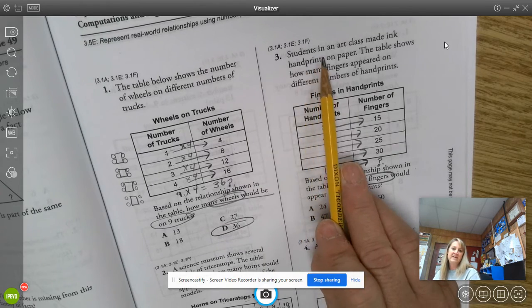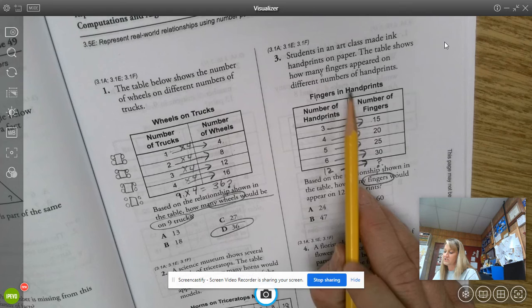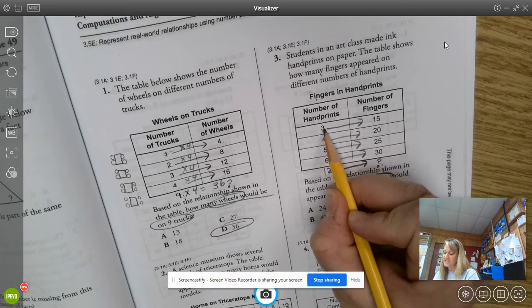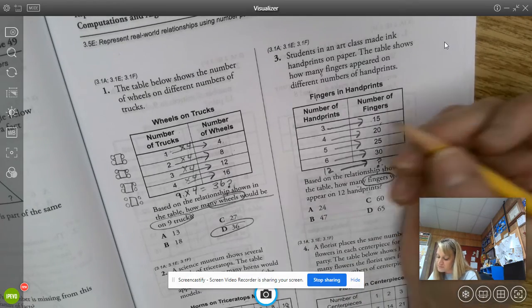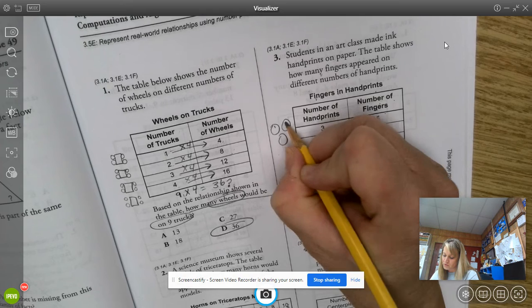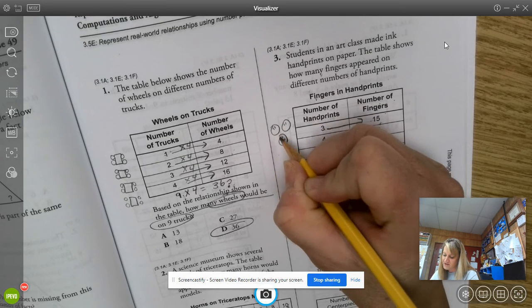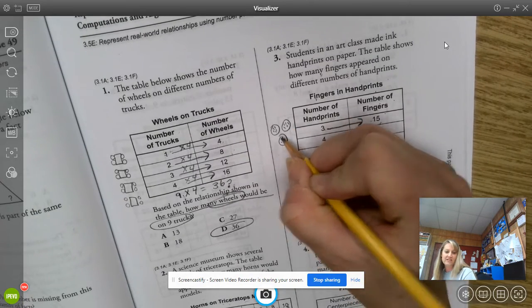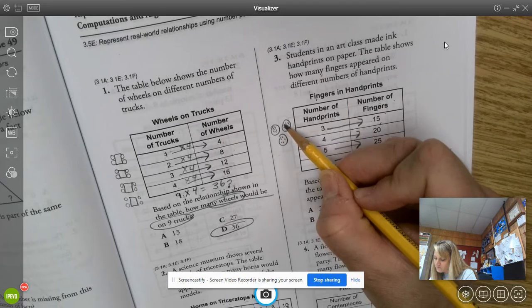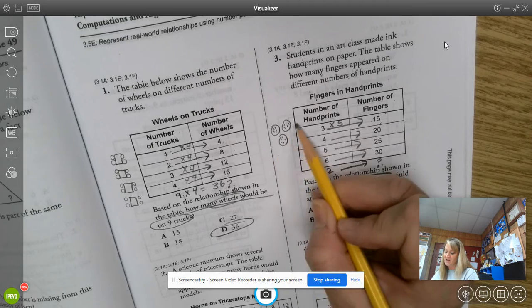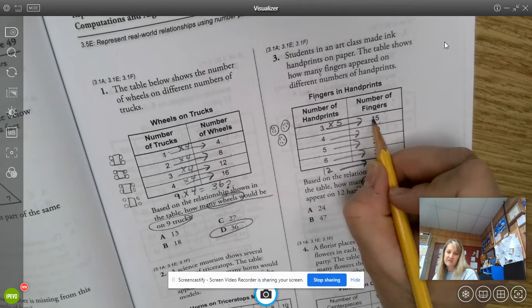Students in art class made ink handprints on paper. The table shows how many fingerprints appeared on different numbers of handprints. So how do we get from 3 to 15? We can draw a handprint. Here are my 3 handprints, circles. Number of fingers, a total of 15. So if I put 1, 2, 3, 4, 5, 6, 7, 8, 9, 10, 11, 12, 13, 14, 15. How many dots are in each handprint? 1, 2, 3, 4, 5. So 5. 3 times 5 fingers in each handprint is 15.